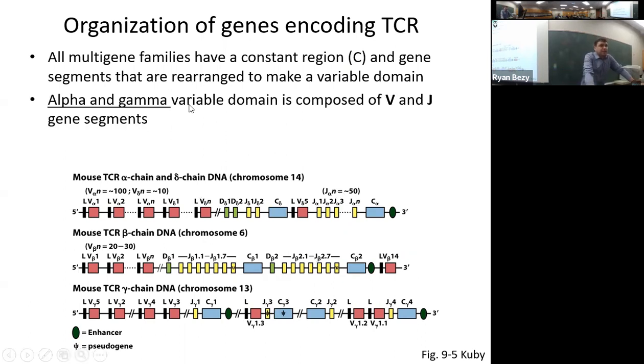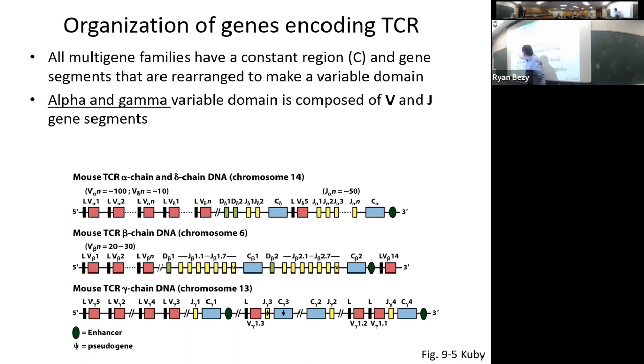Alpha and gamma variable domains are composed of V and J gene segments. So here is my alpha chain rearrangement, but you've got to be careful. Remember, alpha and delta are co-localized on chromosome 14 in humans. So what you have is variable alpha, variable alpha, variable alpha. You have all of the variable alpha gene segments here.